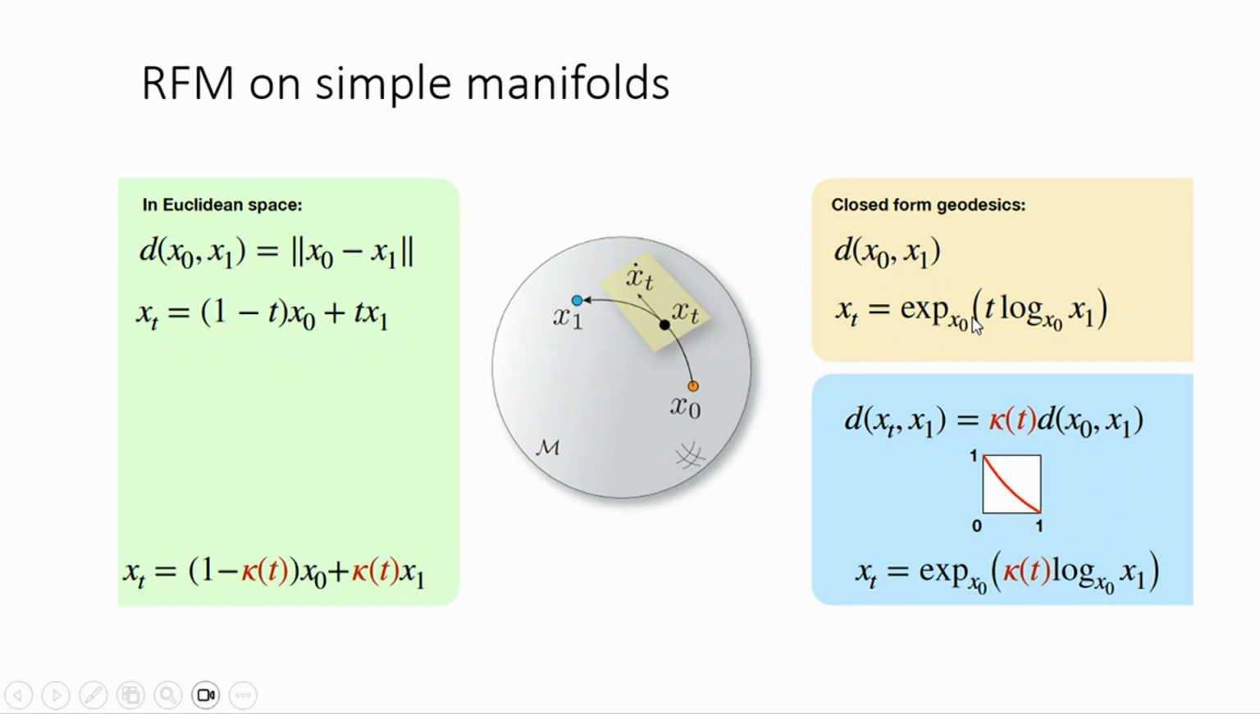And such a path has a closed form for simple manifolds like the sphere. So this is the exponential map and log map defined on the sphere, and you can also derive similar maps for several known manifolds like hyperplanes, hyperbolic space, and a few other manifolds.